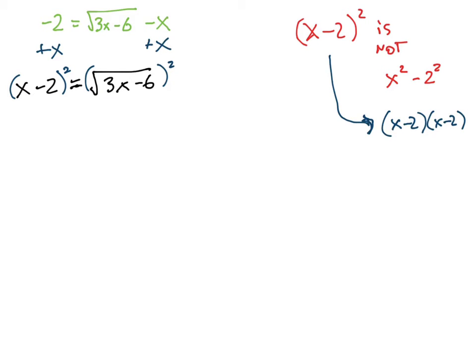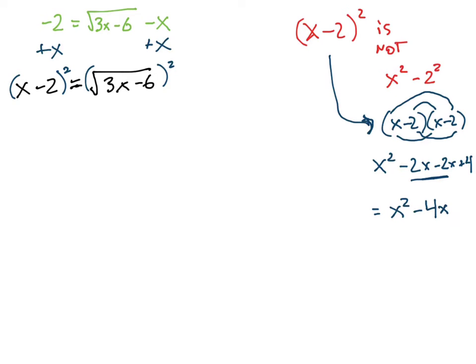So that would give us x times x is x squared. Negative 2 times x is negative 2x. Same thing for this, negative 2 times x. And negative 2 times negative 2 gives us positive 4. We have some like terms in the middle here that we can combine. So this is x squared minus 4x plus 4. So let's rewrite that up here.